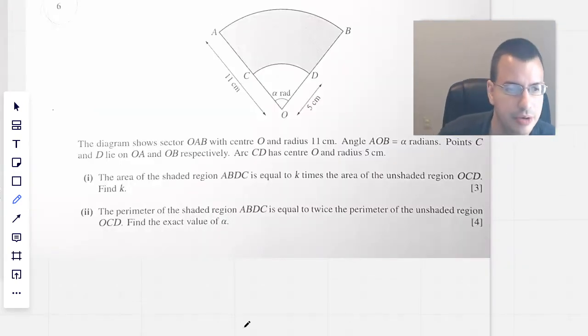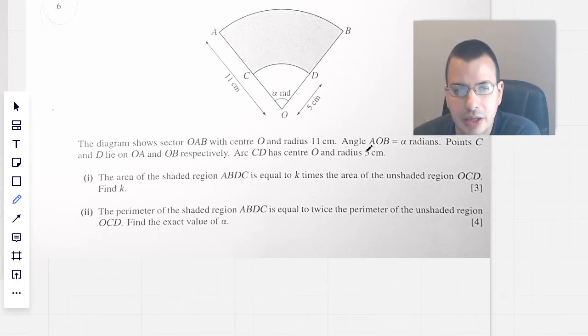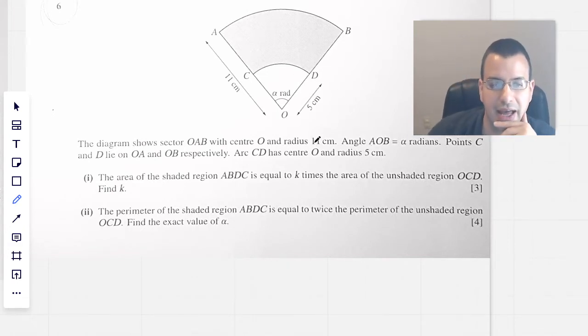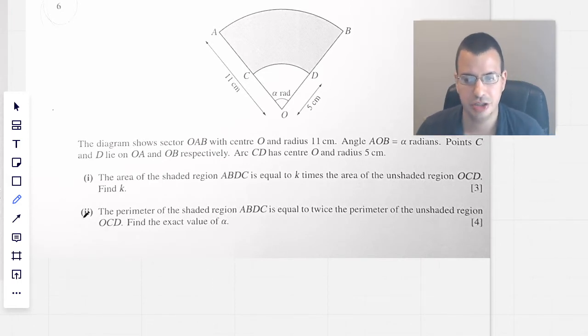On to the second problem. The diagram shows sector OAB with center O, radius 11. Angle AOB is alpha. Points C and D lie on OA and OB respectively. Arc CD has center O and radius 5. The area of the shaded region ABDC is equal to K times the area of the unshaded region OCD.